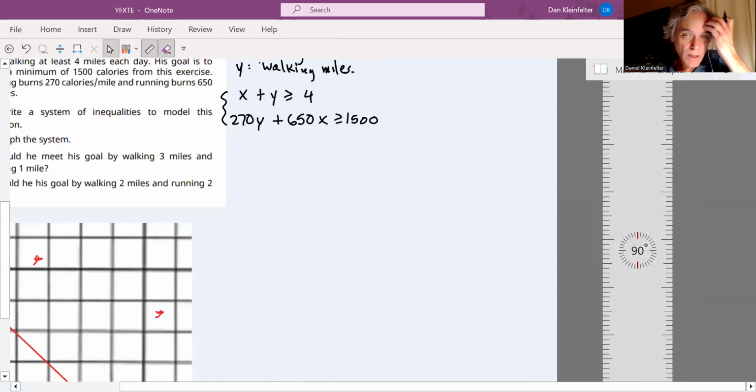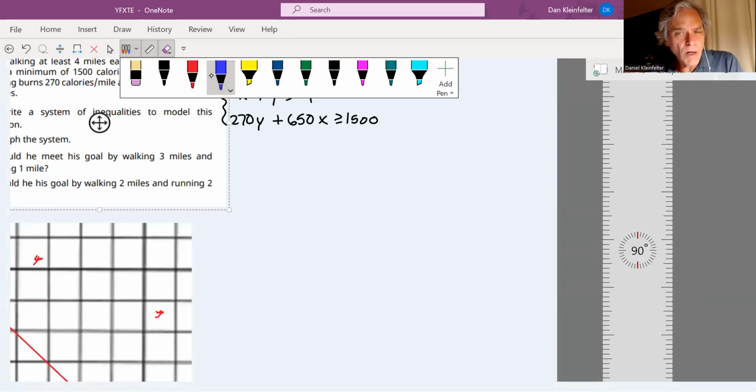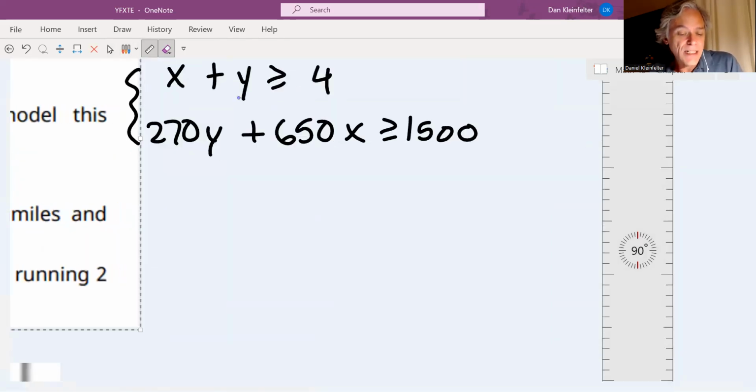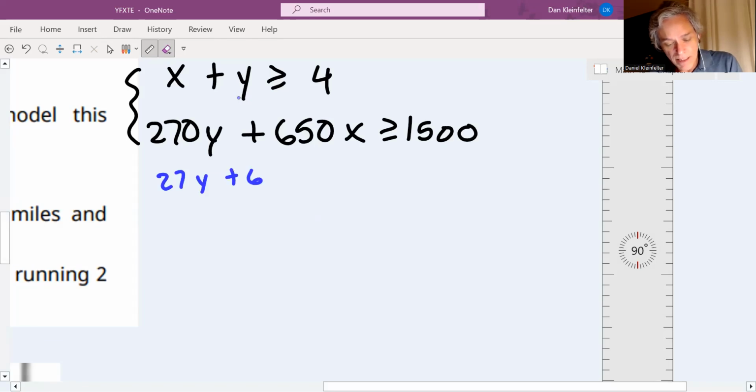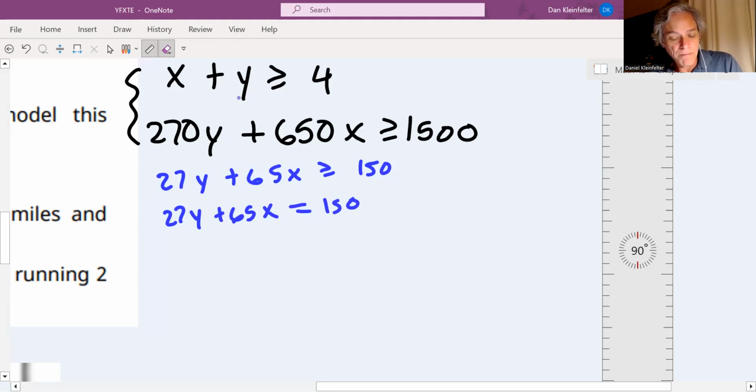For the second inequality, it's going to be a good idea to try to simplify this inequality down some before we attempt to graph it. So let's do that first. I can see, first of all, that all the numbers here are divisible by 10. So let me divide through by 10. So we'll have 27y plus 65x is greater than or equal to 150. And then look at the corresponding equation for this. That'll be 27y plus 65x equals 150.